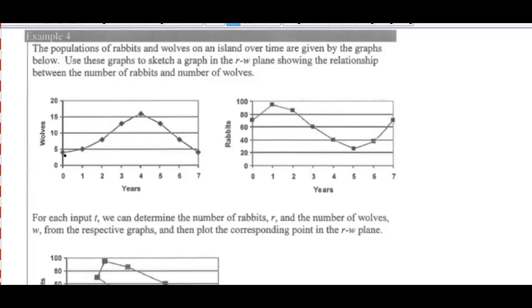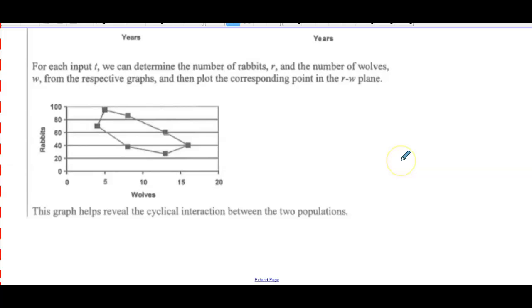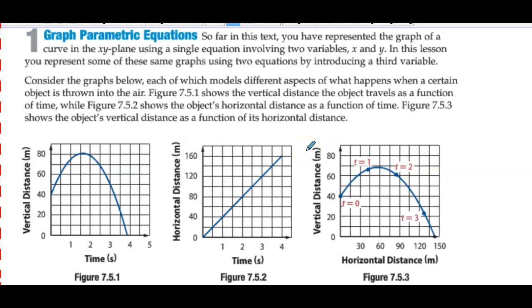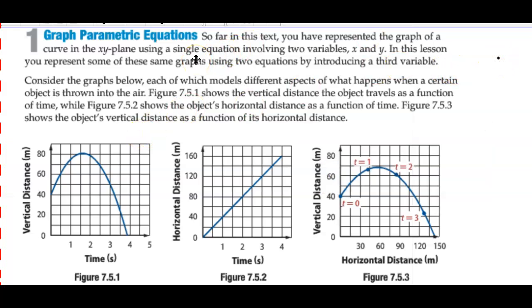But we can also graph those in terms of rabbits and wolves, where you get this cyclical shape, okay? And you plot those with the third variable time being t, and I'll show you how that works. So here's another example where this is the vertical distance something travels. This is the horizontal distance that something travels as you throw an object or shoot an object off or whatever. And then this is the physical distance as horizontal this way and vertical this way.